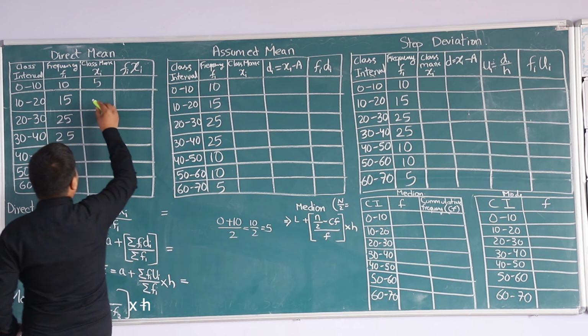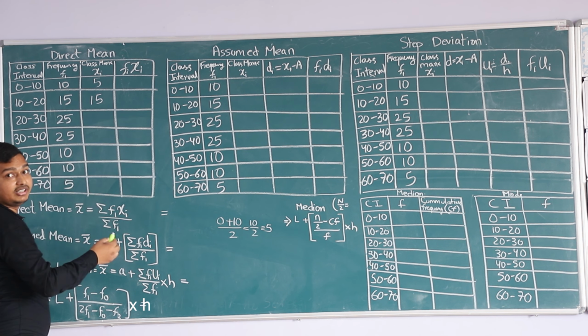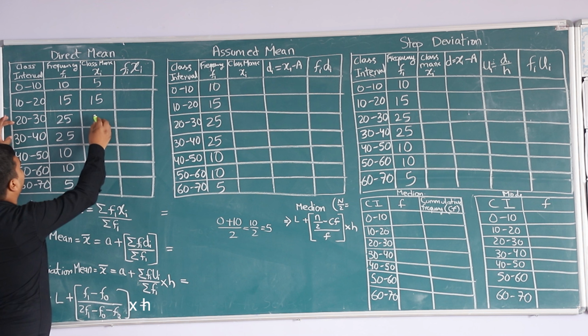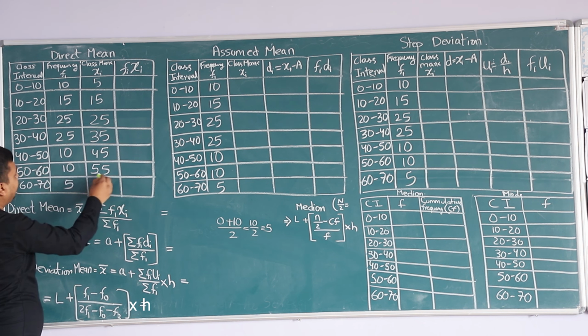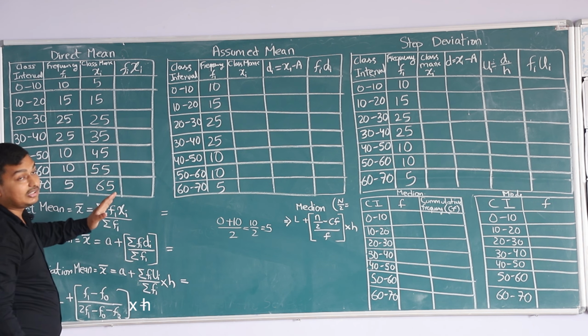So now let us continue. Here we will fill up the column. Next is 20 plus 30. If I calculate, it will be 50. 50 divided by 2 is 25. Similarly, I will get 35. Here I am going to get 45. Here I am going to get 55. And if I divide here, I am going to get 65. These are the values that I will get.